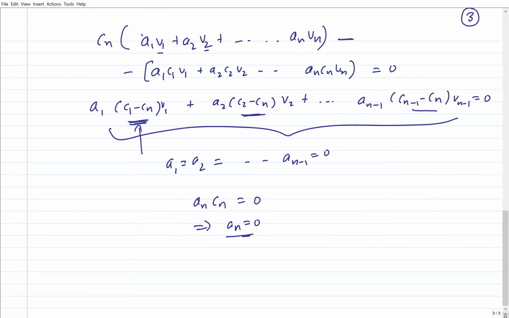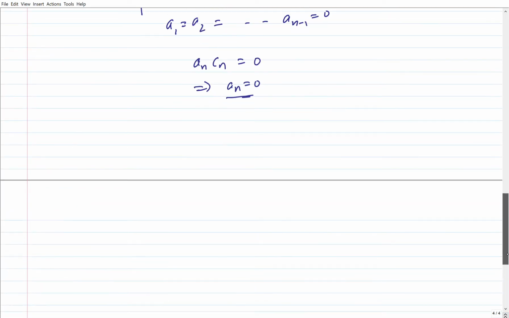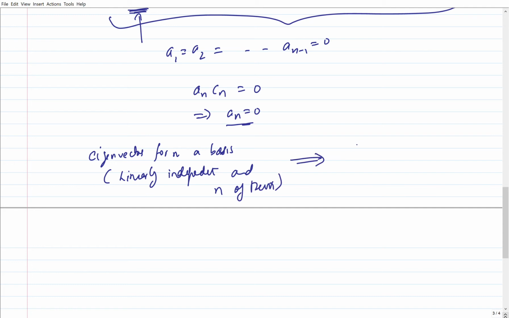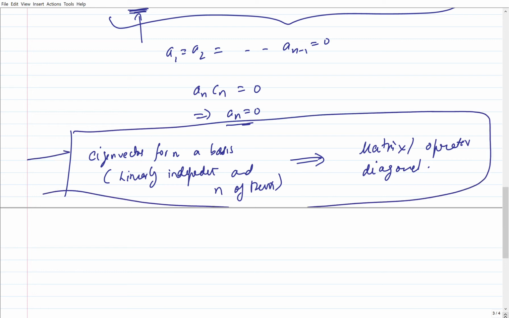So that shows that the eigenvectors with distinct eigenvalues are linearly independent, and there are n of them, so they form a basis. Eigenvectors form a basis as they are linearly independent, and n of them, which implies that I have found the basis in which the matrix or the operator is diagonal. So mind you, this is a sufficient condition. This is not a necessary condition, but at least we have got a sufficient condition.